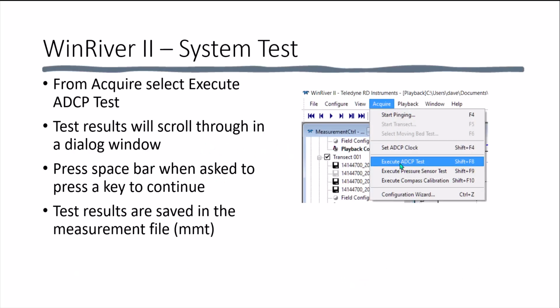To run the system test from Wind River 2, open the Acquire menu and select Execute ADCP Test. The test results will scroll through in a dialog window. Press the space bar or any key when asked to press a key to continue. The test results are saved in the MMT measurement file. The test should be run with the ADCP in the water in the orientation it will be during data collection.